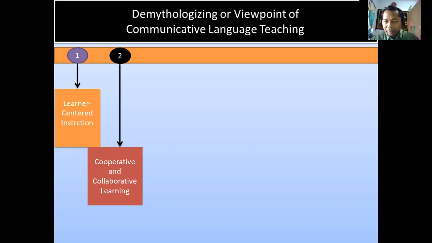So I will say cooperative and collaborative learning are methods. Cooperative and collaborative learning have so many techniques.